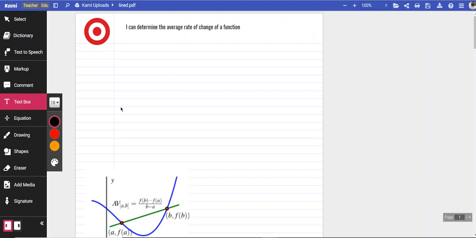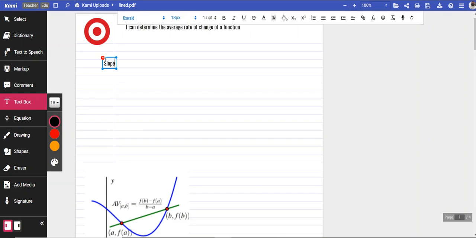Okay, so today what we're going to talk about is the average rate of change of a function. You might remember this as slope. I think back in algebra, you knew what slope was. Slope was a constant rate of change.